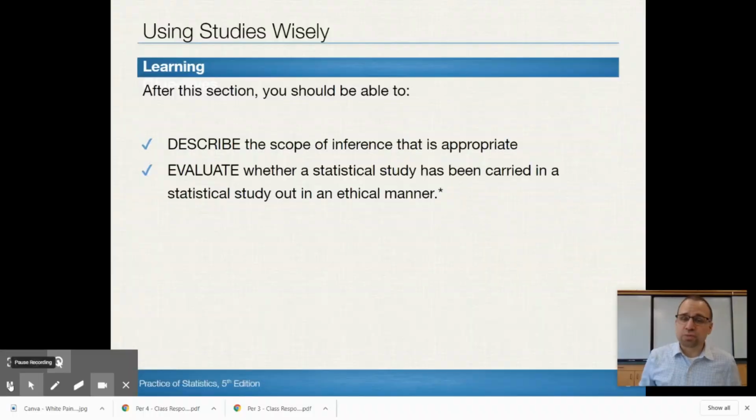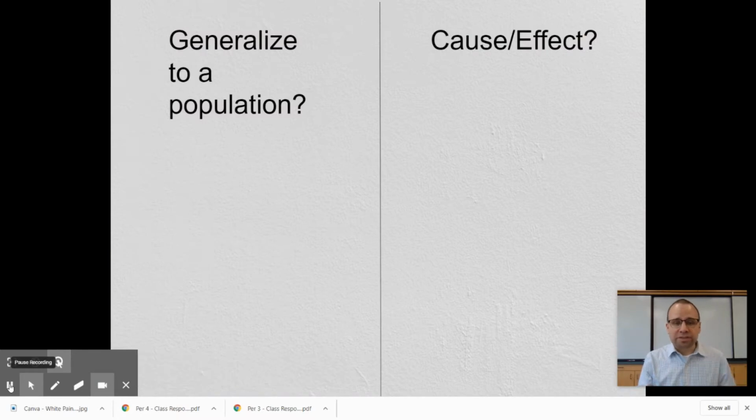So this section is really quick. In fact, one of the sections is even optional. We're going to be describing the scope of inference that is appropriate, and we're going to evaluate whether a statistical study has been carried out in an ethical manner. Every researcher needs to ask this question.